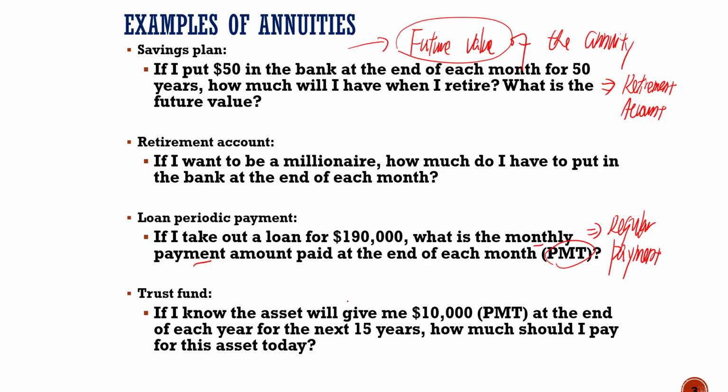Also, a trust fund. If I know the asset will give me $10,000 at the end of each year for the next 15 years, how much should I pay for this asset right now? This is what we call the present value annuity, because the lump sum, you have to pay for the asset right now. Okay, so these are some of the examples.